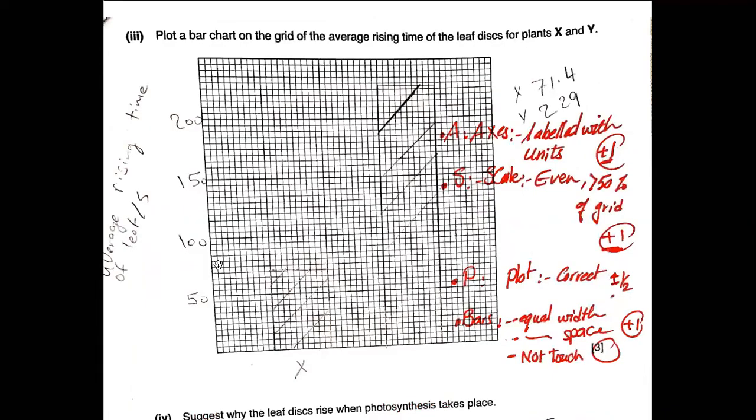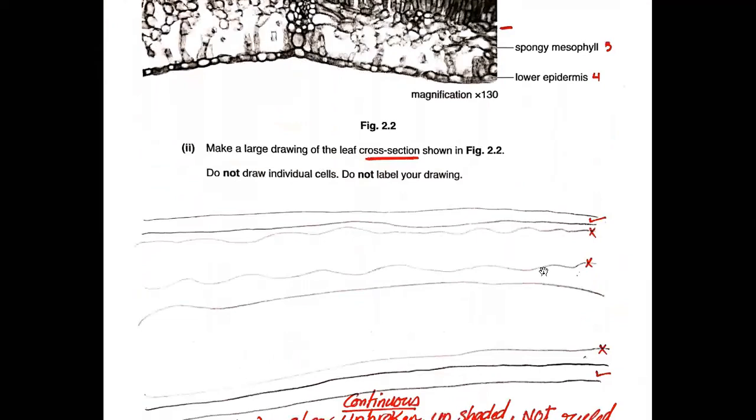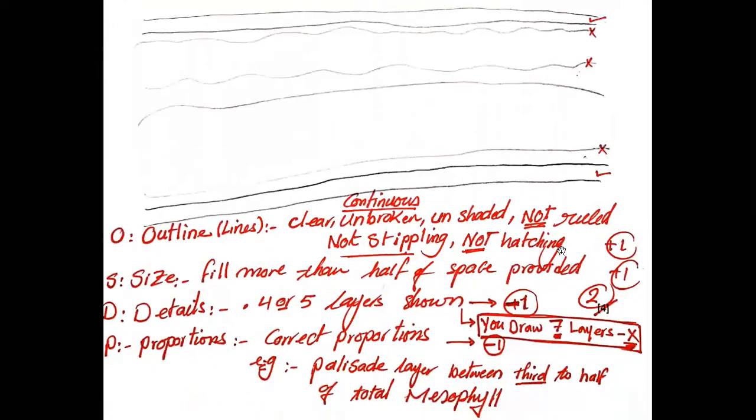Now I'm going to talk about the drawings. The drawings are worth a minimum of 3 marks and a maximum of 5 marks. Actually, they are always under OSDP, or in most cases, OSDL.